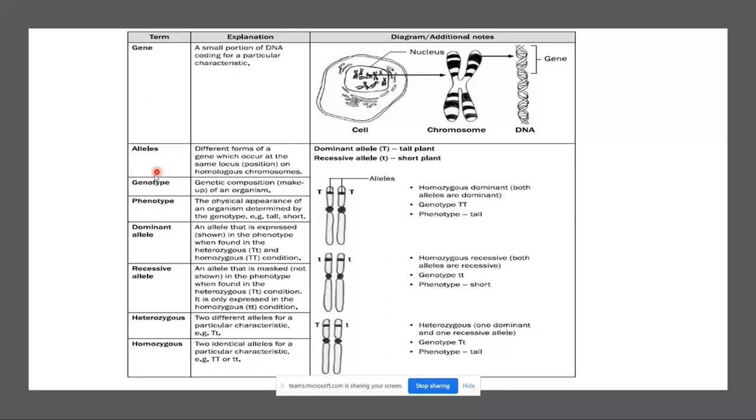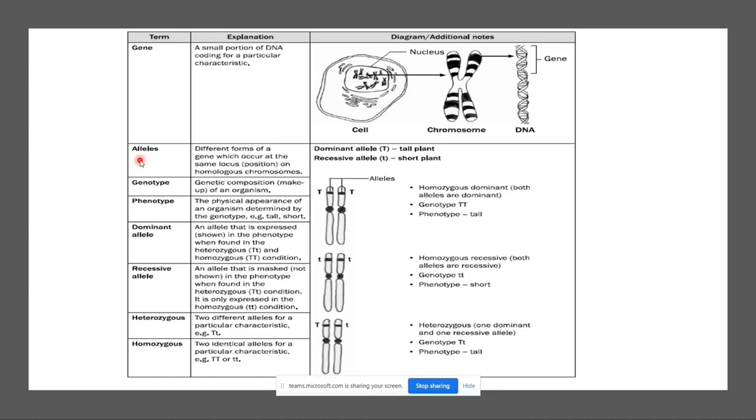Right, then what do we refer to when we speak of alleles? Now, remember what I said, let's say eye color, which is a characteristic in humans. You'll get a gene from your mother and you will get a gene from your father. Remember what we said?